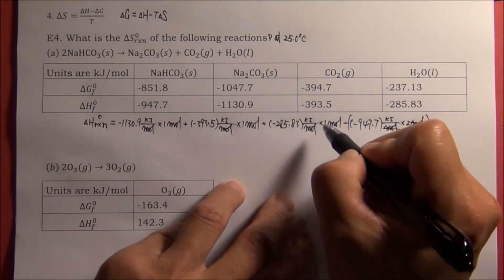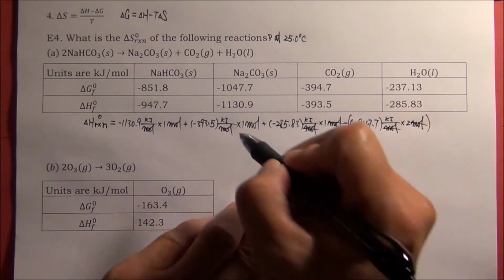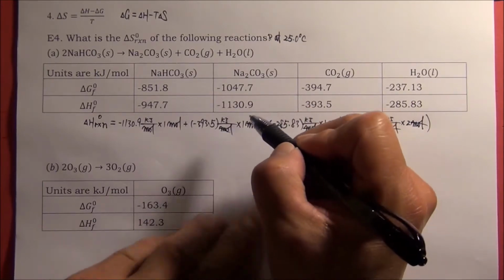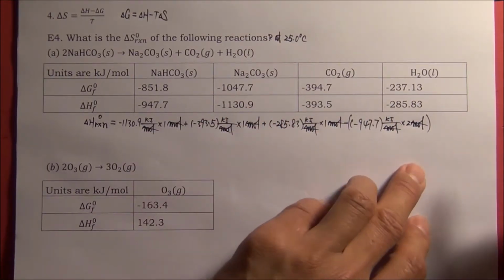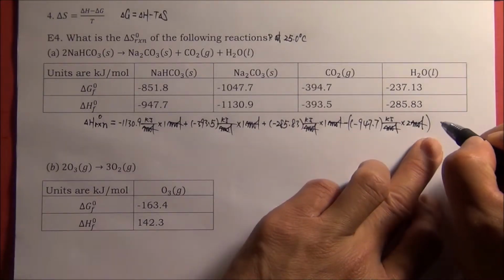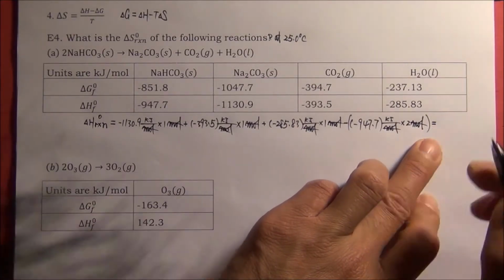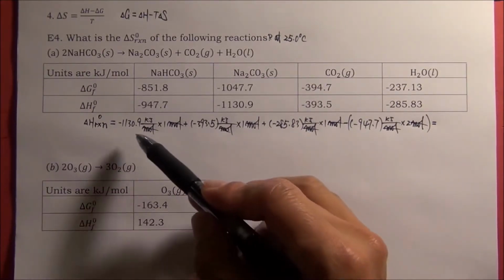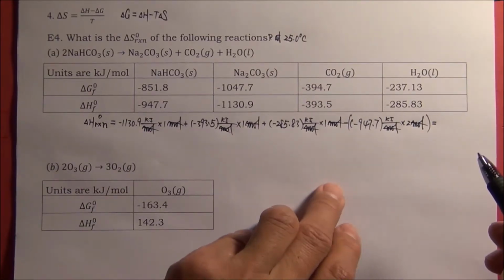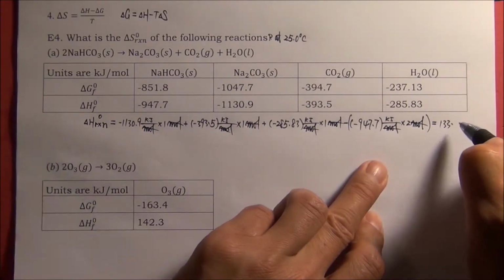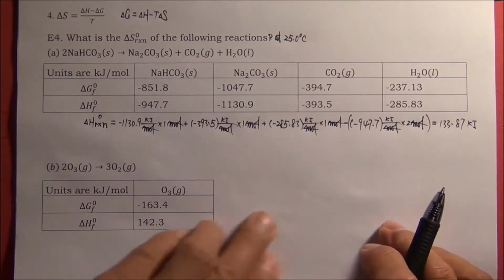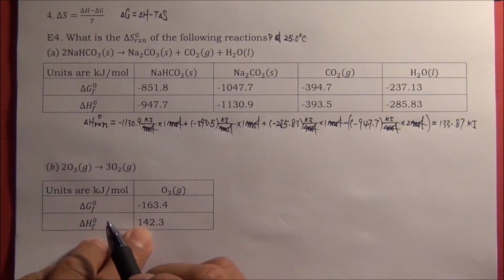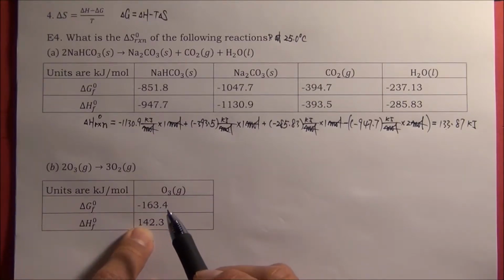Moles cancel. The unit we get for delta H of reaction is kilojoules. If you punch all numbers into a calculator, you will get 133.87 kilojoules.